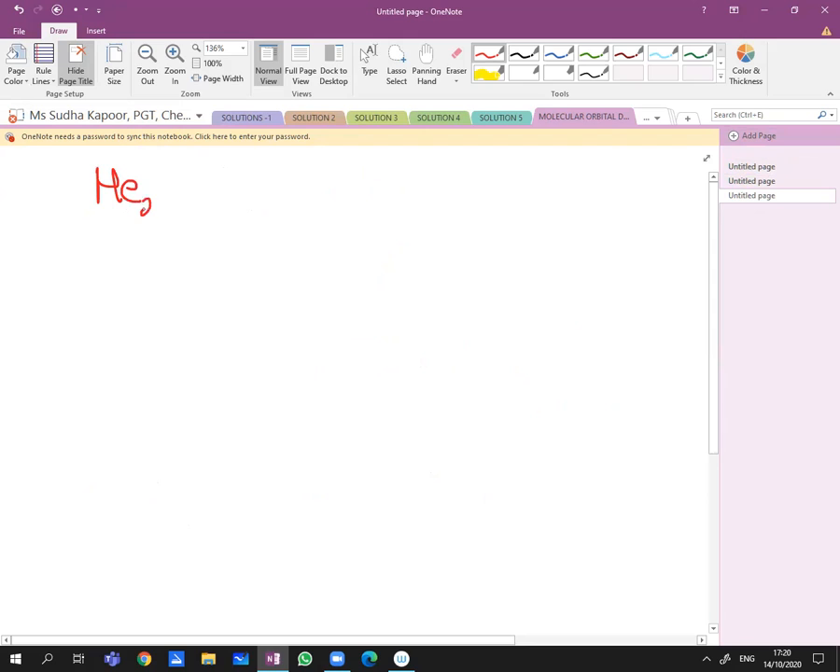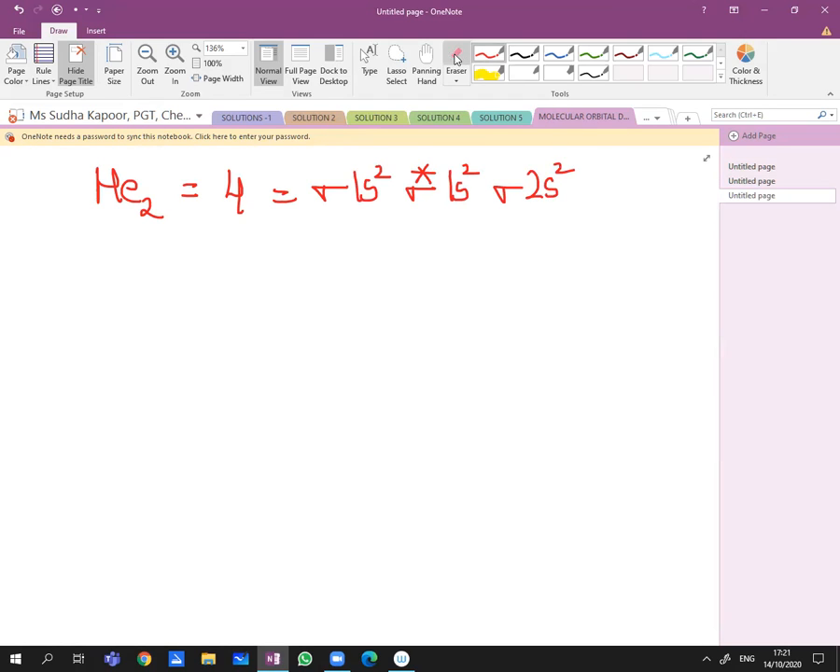In case of He2, the total number of electrons considered are 4, because one He is having 2, so there are total 4. Sigma 1s2, anti-bonding 1s2, sigma 2s2, and then in this case there are only 4 electrons, so there is no need to write the further configuration. We will write only sigma 1s2 and anti-bonding 1s2. Now after writing the configuration, the next step is we will draw the diagram also.